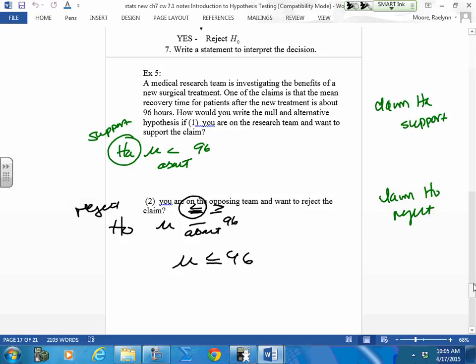No, no. You didn't write HO reject. Oh. No, HO. Because you want to use the word reject, you have to use an HO. It depends what team you're on. It depends what side of the coin you look at this.